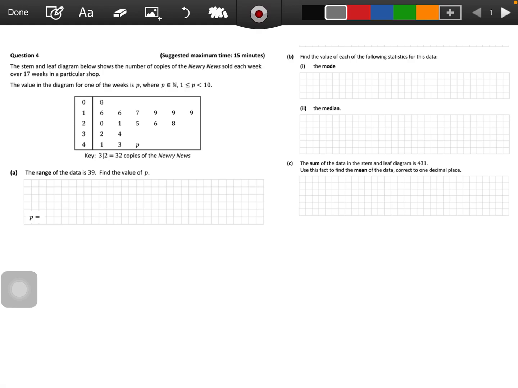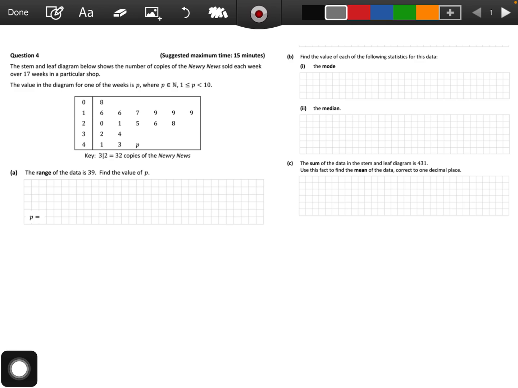Okay, so this is one of our Junior Cert higher level statistics questions. It has a stem and leaf diagram and then it asks us a few questions about this. It says, the stem and leaf diagram below shows the number of copies of New Reno News sold each week over 17 weeks in a particular shop.